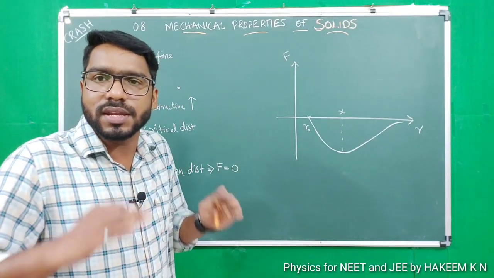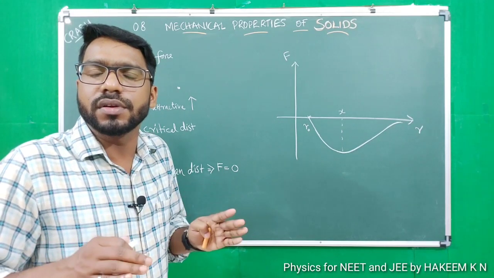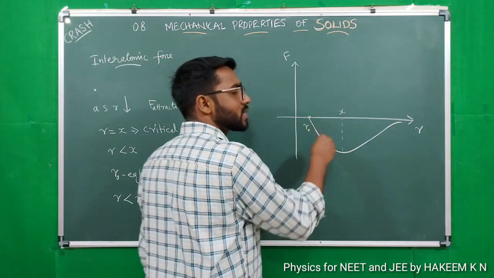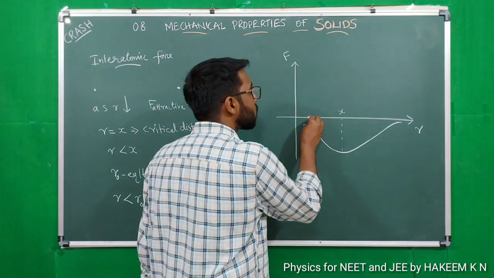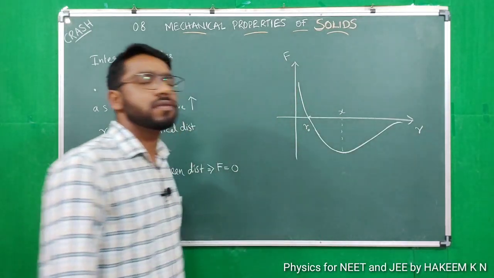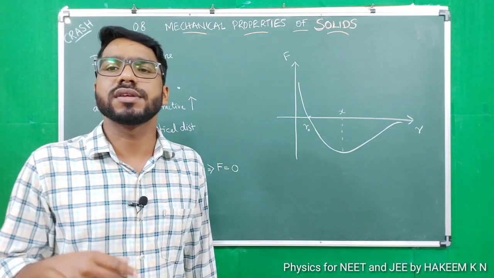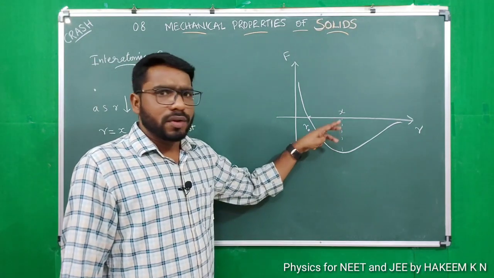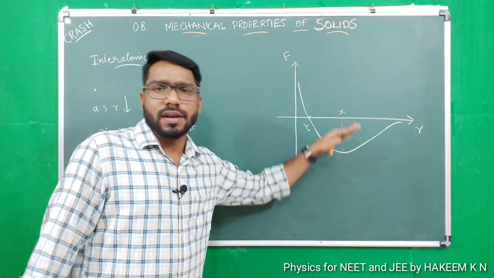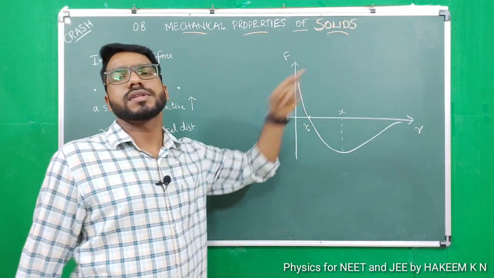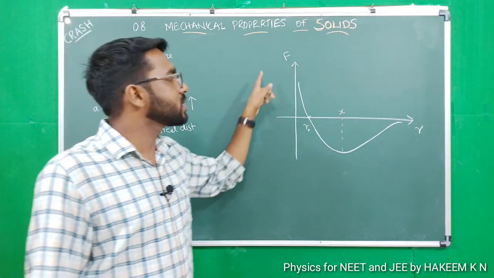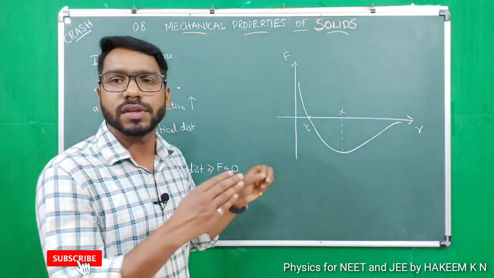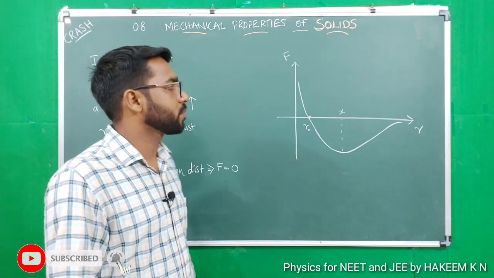At mean distance, interatomic force is zero. And if the distance again decreases to less than r0, the force becomes repulsive, and the repulsive force increases more rapidly. Okay. Attractive forces are represented as negative, and repulsive forces are represented as positive. This is the graph between interatomic force and the displacement between the atoms.